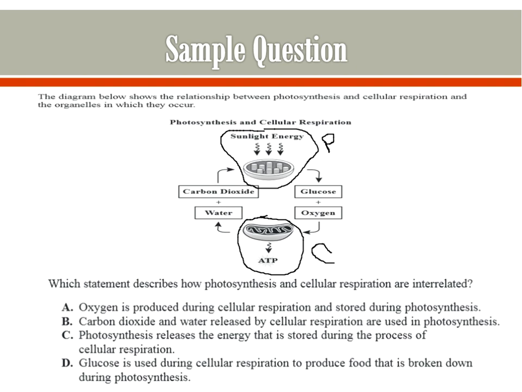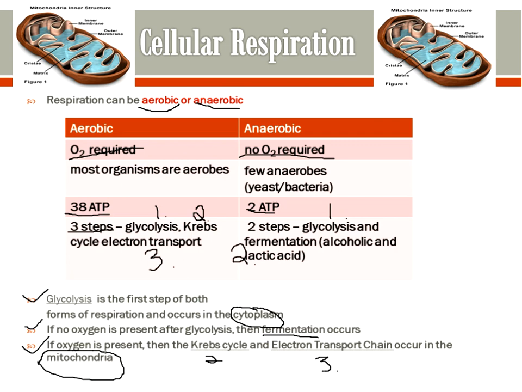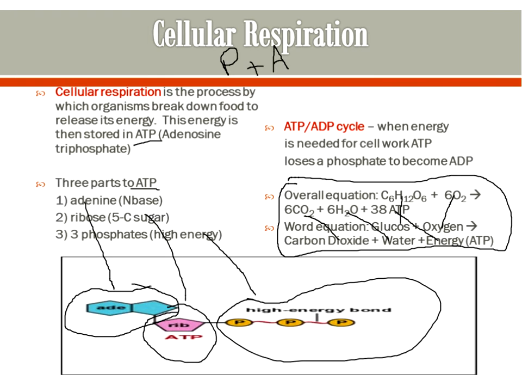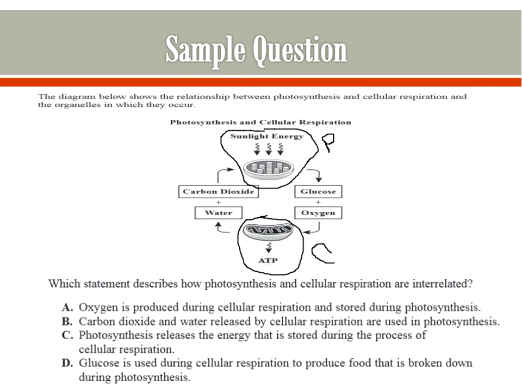So is oxygen produced during cellular respiration? Well, let's go back and check. Here's cellular respiration. Oxygen is right here. It is not produced. It is needed. So this one is not right. A is not correct. Oxygen is produced. Remember, guys, plants produce oxygen. So that would be done during photosynthesis. We don't produce oxygen. So cellular respiration does not produce oxygen.